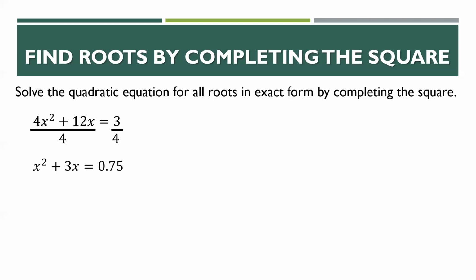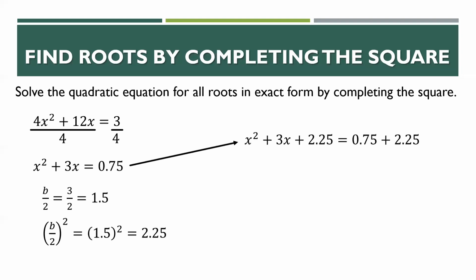And here's the result. Now that I've got this simplified result, I'm going to find half of b. So 3 divided by 2 is 1.5. And also that value squared. 1.5 squared gives me 2.25. So 2.25 is the number that's going to complete the square on the left, which will give me a perfect square trinomial. So on the left, there's the perfect square trinomial. On the right, I made sure to add on that 2.25 to the right-hand side as well.